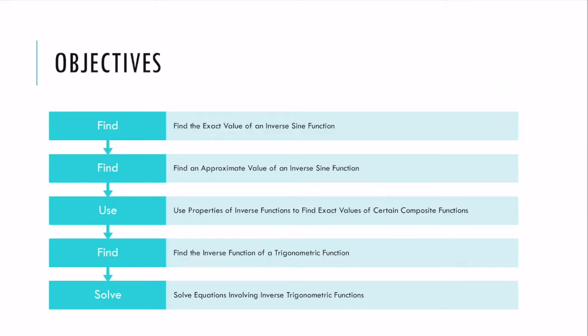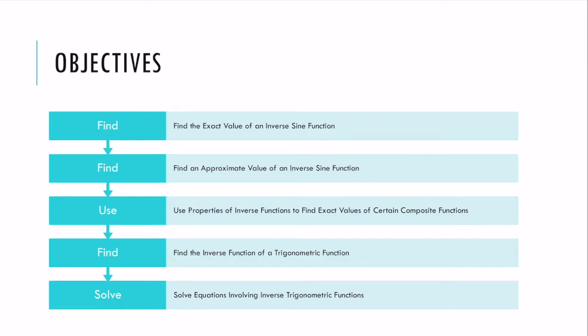So our objectives: by the end of this section, we want to be able to find the exact value of an inverse sine function. We want to be able to find the approximate value of an inverse sine function. By approximate, I mean using a calculator. We want to be able to use properties of inverse functions to find exact values of composite functions. We want to be able to find the inverse function of a trig function, and to solve equations involving inverse trigonometric functions. And we're going to do it all, hopefully, in under half an hour.